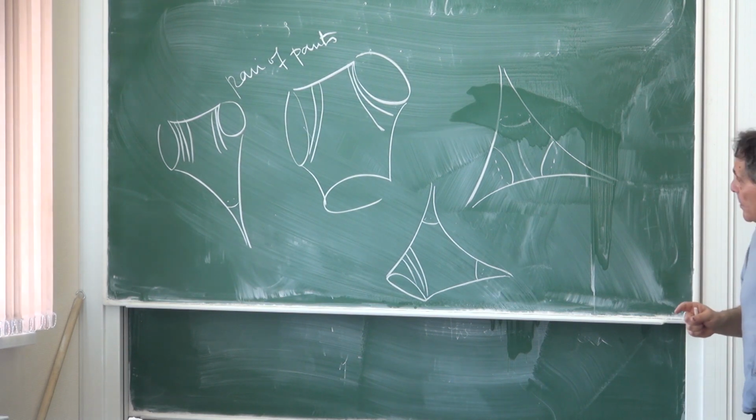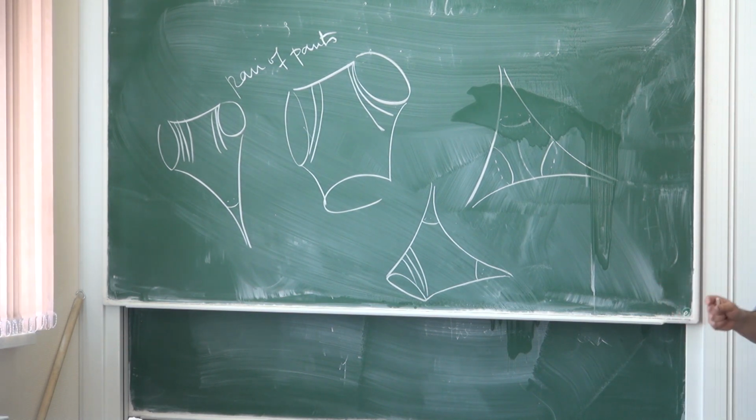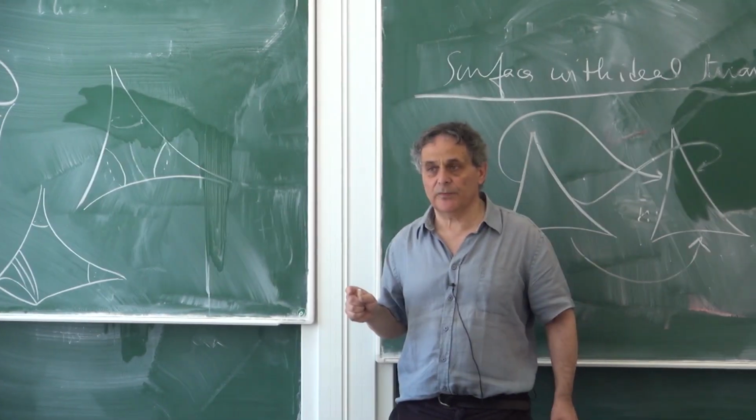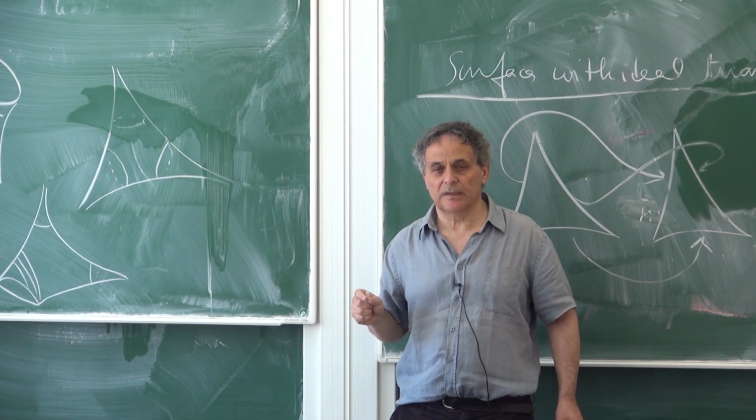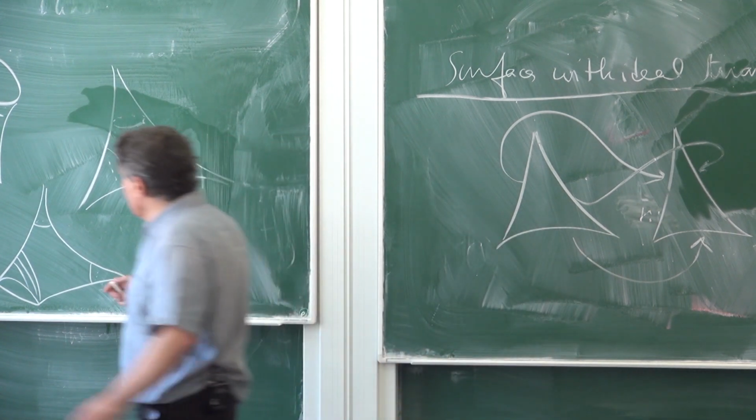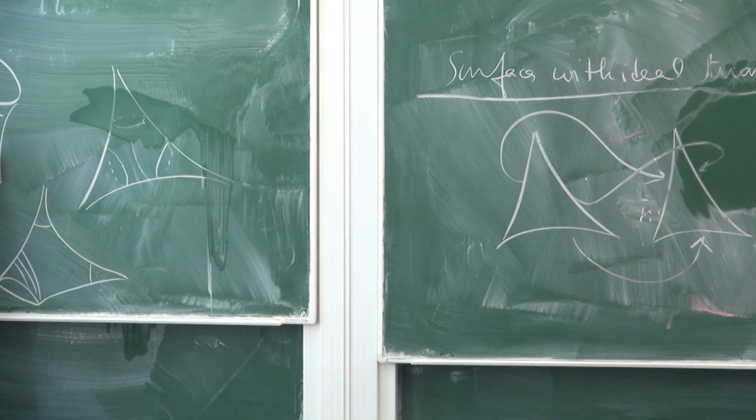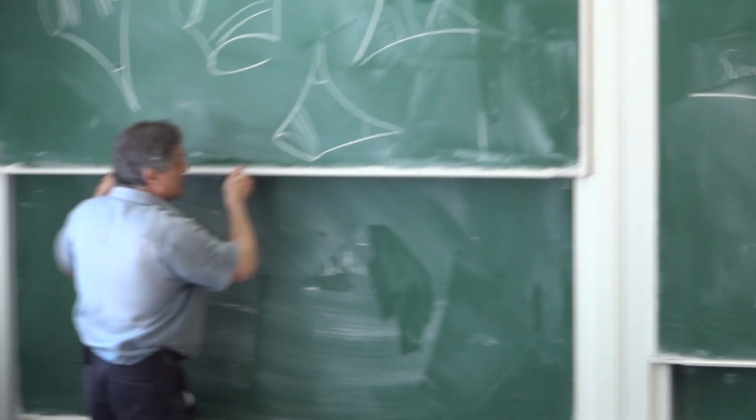Do you remember what is the area of an ideal triangle? How much did we say it is? Pi. Yes, pi. So since I can get this pair of pants with geodesic boundary as a union of two ideal triangles, this tells me in particular that its area is 2 pi, right? I can get this result in many other ways, but this is a simple way of seeing it.